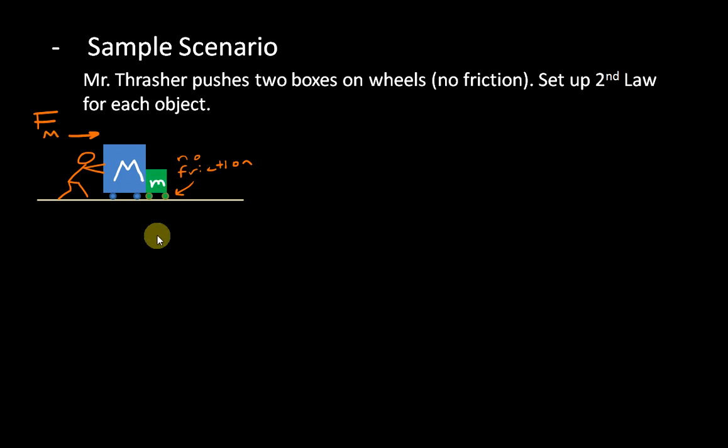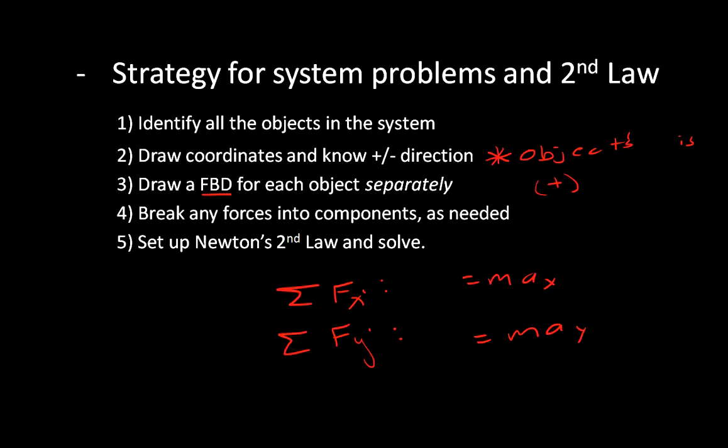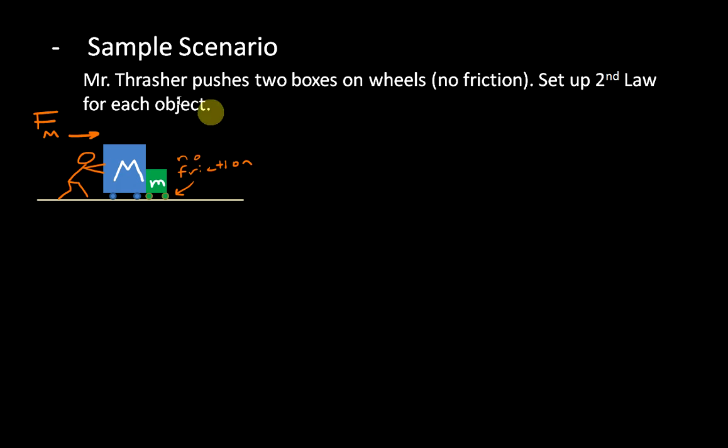Okay, let's set up the second law. Let's just go through our general strategy. I have two objects in my system. Step one, done. Easy as that. All right, for step two, if I have to remind myself, draw a positive and negative coordinate system. Let's just say going to the right is positive. They're both going that same way. All right, and I'll say up is positive. That's what I normally do.